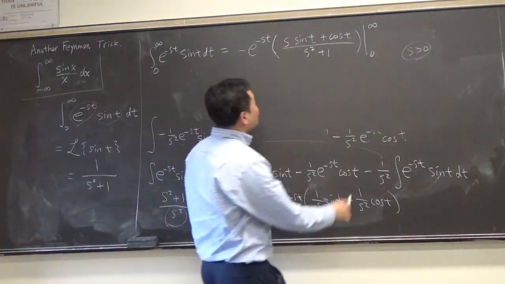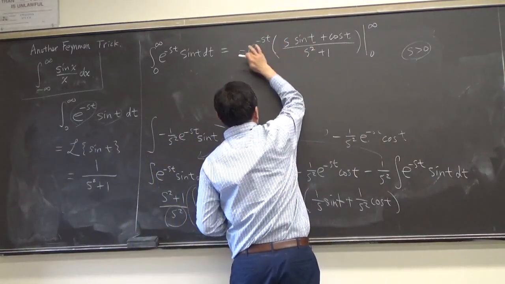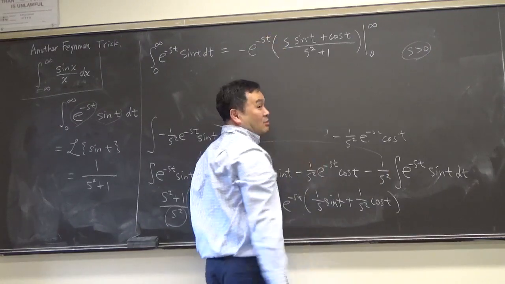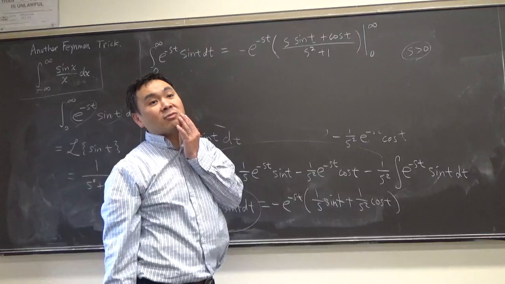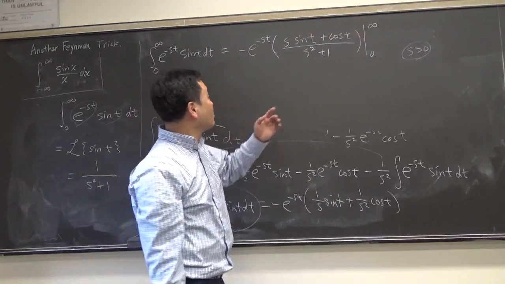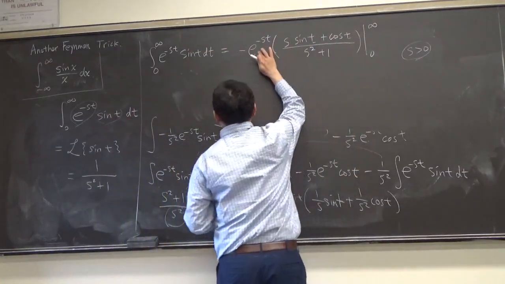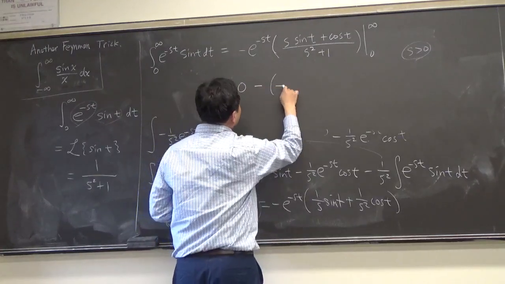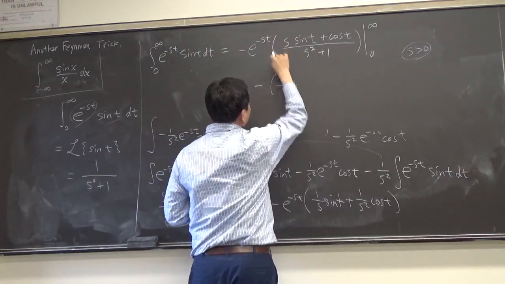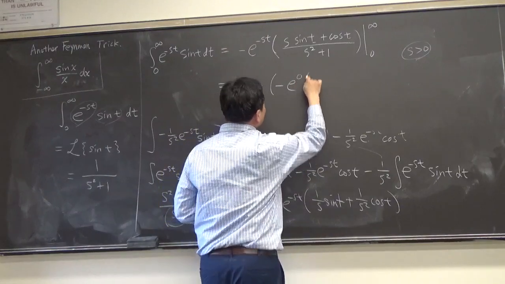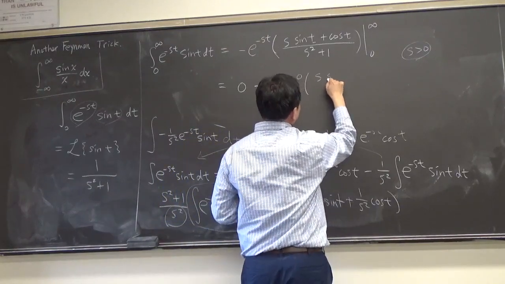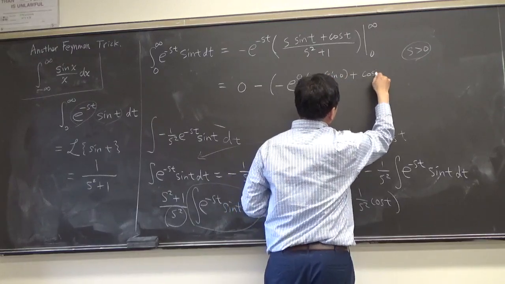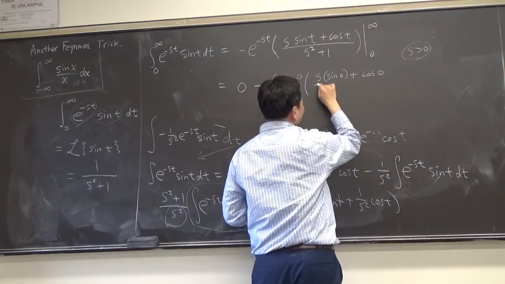So if you plug in infinity here, what do you get? You get e to negative positive times infinity, which is e to negative infinity. What's that? E to the negative infinity is 0. So when you plug in infinity on this side, it'll give 0. Then minus negative, and then you plug in 0 to t, so it's e to the 0th power, s times sine of 0 plus cosine of 0, because you're plugging in 0 into t.